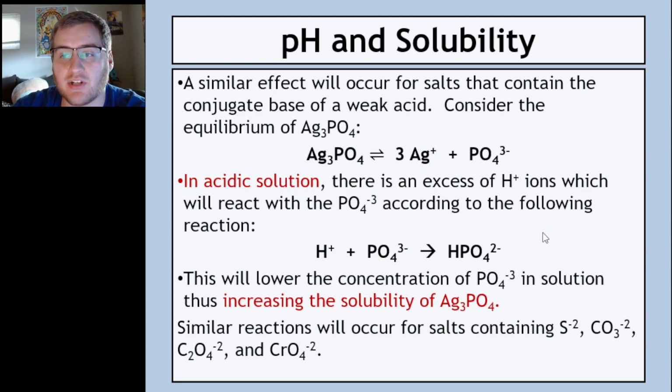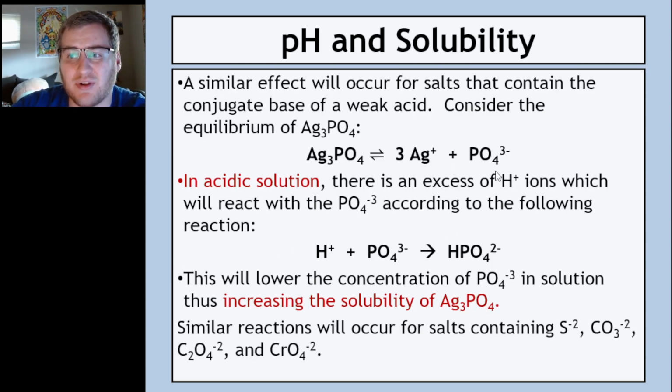A similar effect occurs for salts that contain the conjugate bases of a weak acid. Consider this equilibrium. Silver phosphate. It makes some silver ions, makes some phosphate. Okay? In acidic solution, there's an excess of H+ ions, which react with those PO4 3-. This is a conjugate base of all the different phosphorus acids, according to this reaction.